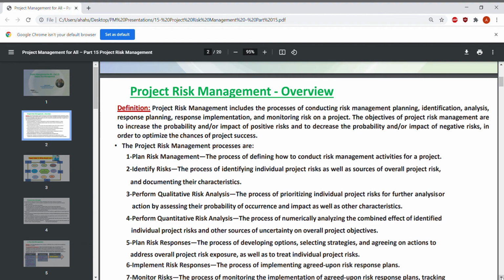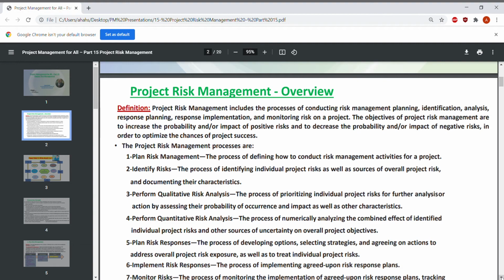So to start with an overview of the project risk management, the definition of this process, it includes the processes of conducting risk management planning, identification, analysis, response planning, response implementation, and monitoring risk on a project. The objectives of the project risk management are to increase the probability and/or impact of positive risks and to decrease the probability and/or impact of negative risks in order to optimize the chances of project success.